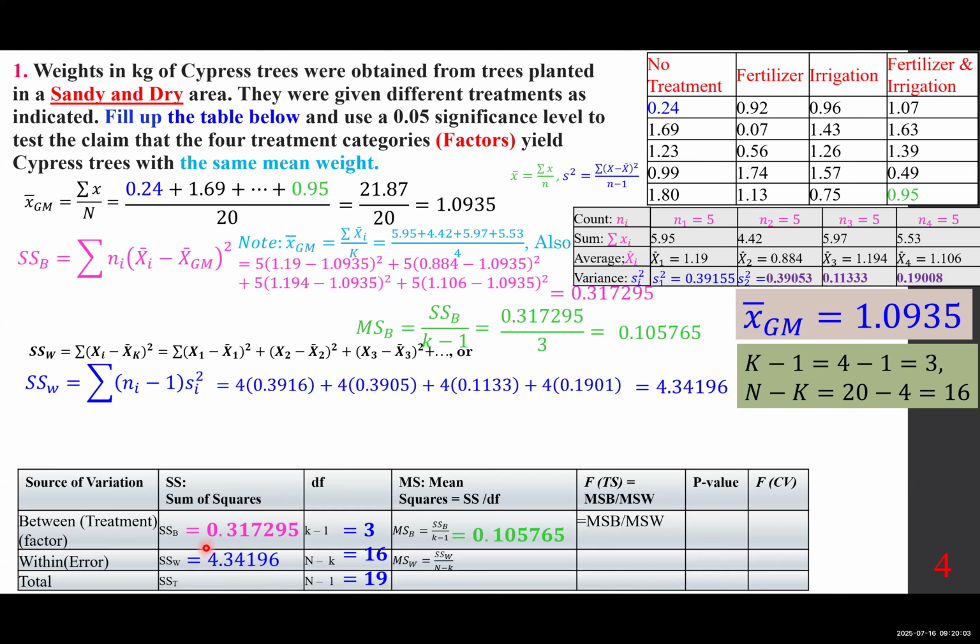And this is the total. I mean, after you calculate, just add them up. This is SS, the sum of squares in between, this is the sum of squares within, and this is the sum of squares total. Add the two.